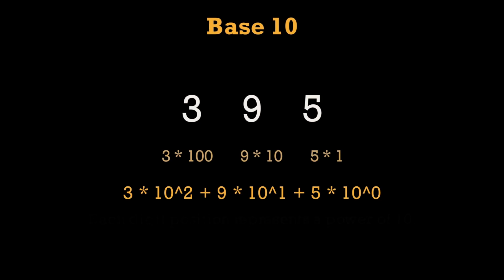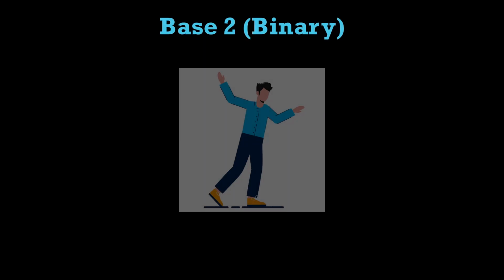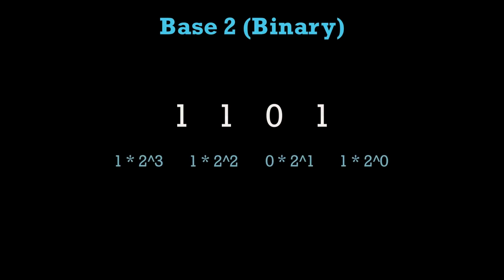But computers don't use base 10, they use base 2 or binary. The reason why is beyond the scope of this video, but it has to do with stability, among other things. Anyway, in binary, each digit position represents a power of 2, and digits only go from 0 to 1.